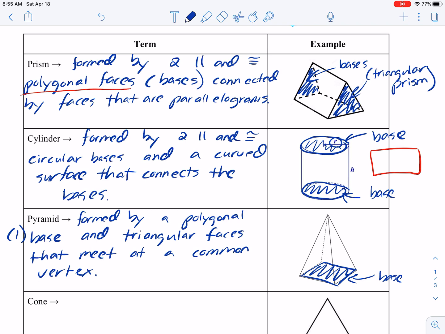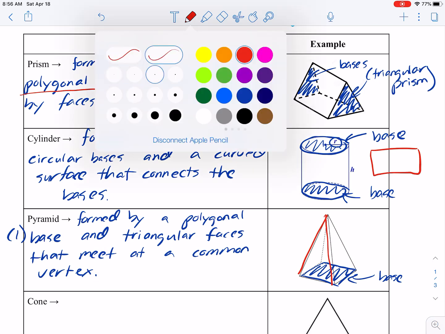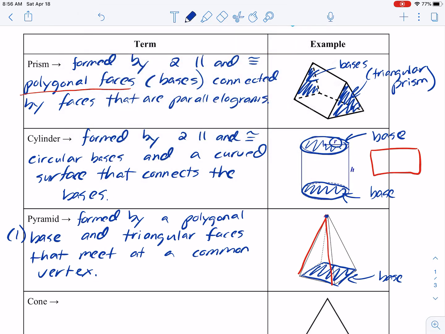So for a pyramid, all of the faces that are not the base are going to be triangles, and you can see those triangles here. One triangular face, here's another, okay. The number of triangular faces is going to depend on whatever that polygonal base is. Here's our vertex. It's where all of the triangular faces meet. Okay. And we name pyramids based on whatever the polygonal base is. So this would be a rectangular pyramid.